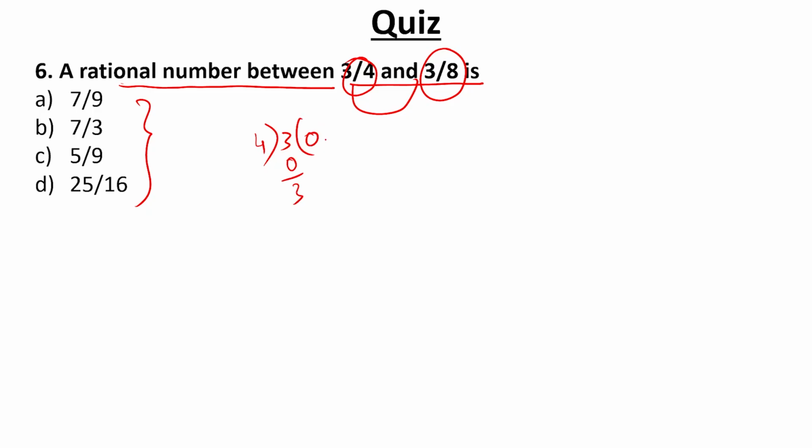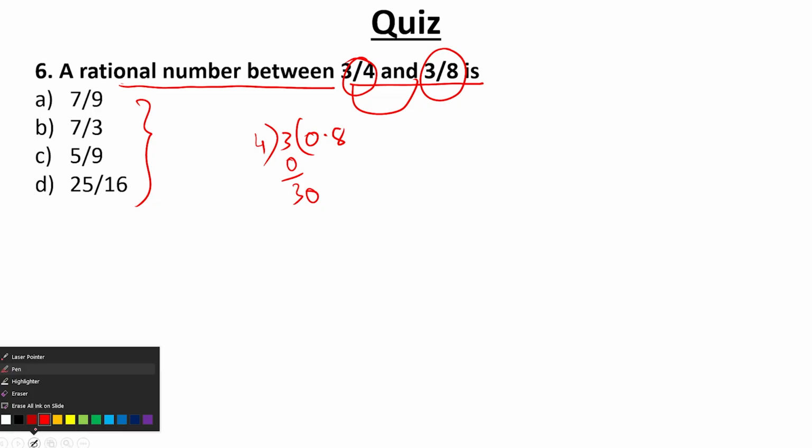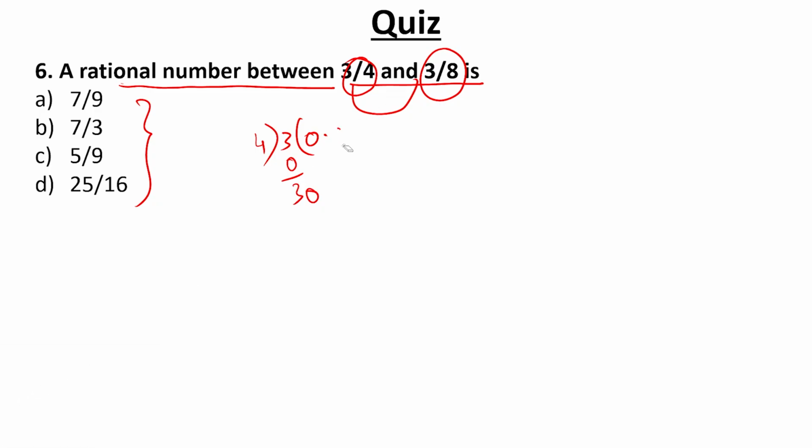3 divided by 4. Sorry, 4 sevens are always confusing with the fourth table. I don't know the reason why. I am always confusing with this table. 4 sevens are 28, 20, 4 fives are 20. Here you go, you get the value: 3 by 4 is equal to 0.75.